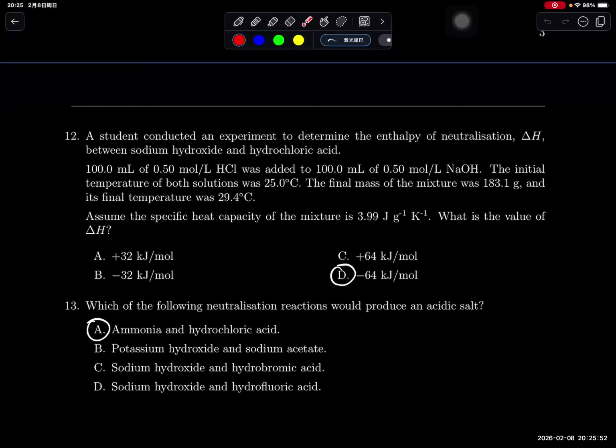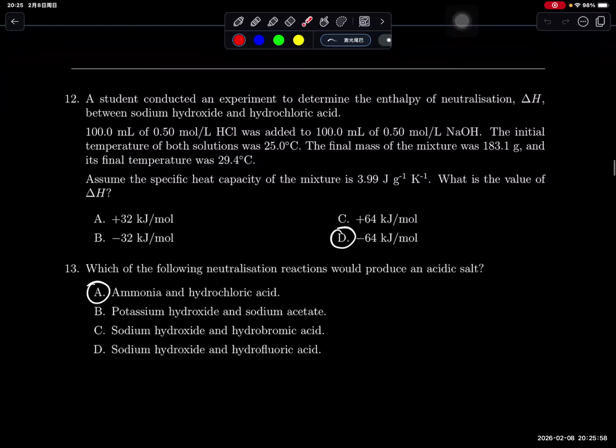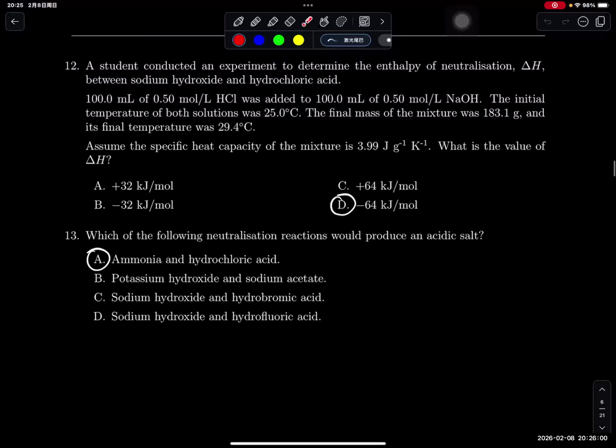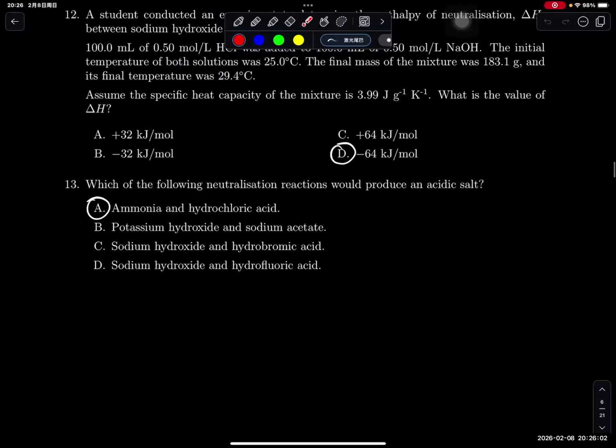Right, so direct applications of MC delta T to negative n times delta H. All right, should be a really easy calculation. I won't show it here, but if you have questions on this, I'm happy to demonstrate in class.